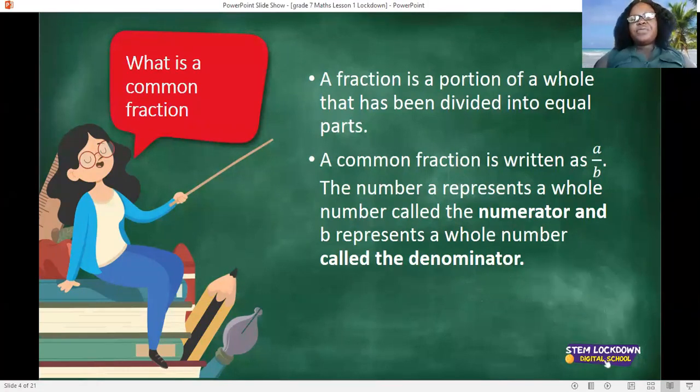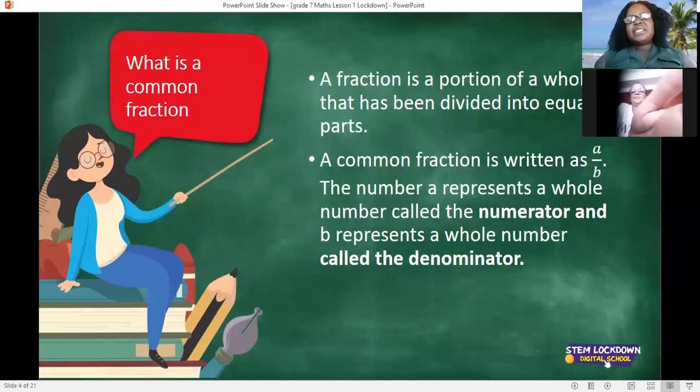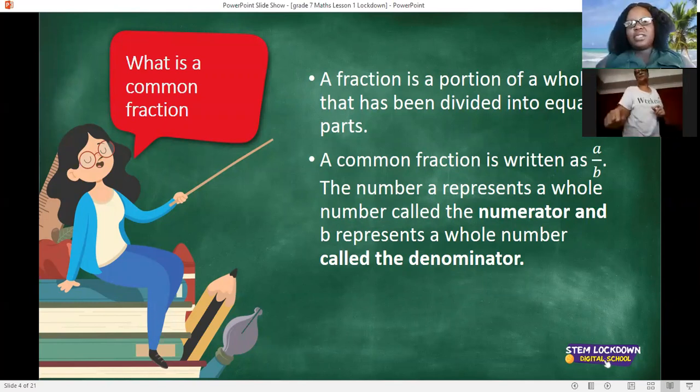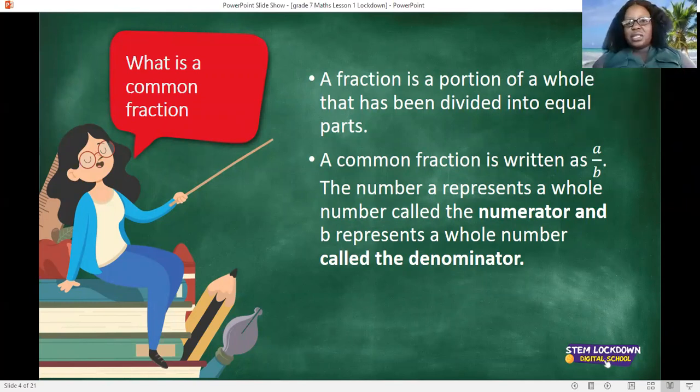Okay, so a common fraction, we're starting with a fraction. A fraction is a portion of a whole that has been divided into equal parts. And then a common fraction is written as, if you can see here, A over B. But this line on a fraction, as you're in grade 7, you must remember that it acts as a division line. So we can say A divided by B.